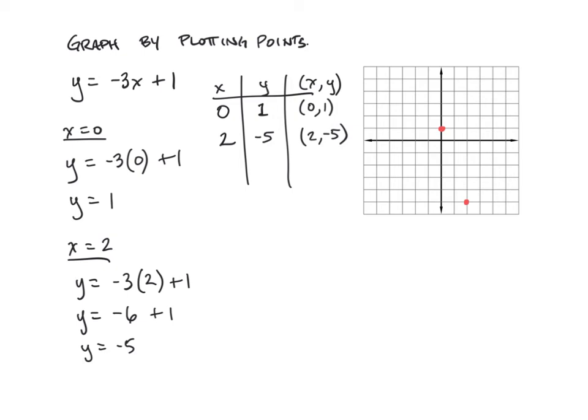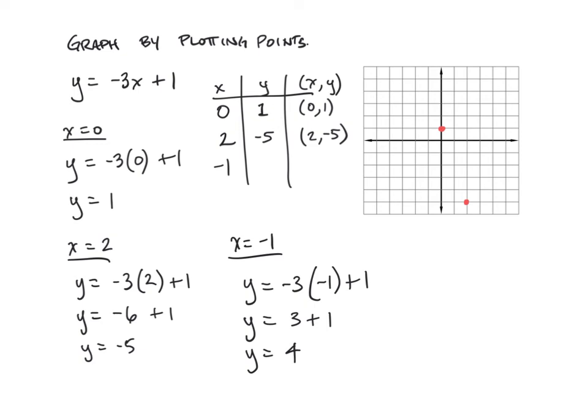So let's do the third point. Let's just choose -1. So when x is equal to -1, what do we get? So we've got y equals -3 times -1 plus 1. So this is going to be 3 plus 1, so that is y equals 4. So y is 4 when x is -1, so that's (-1, 4). And if I plot that, -1, 1, 2, 3, 4, so that's right there.